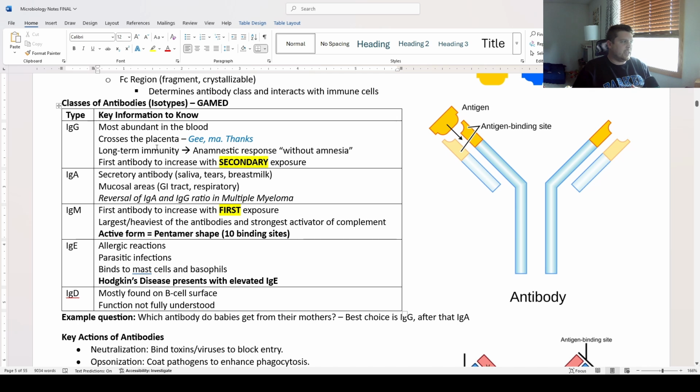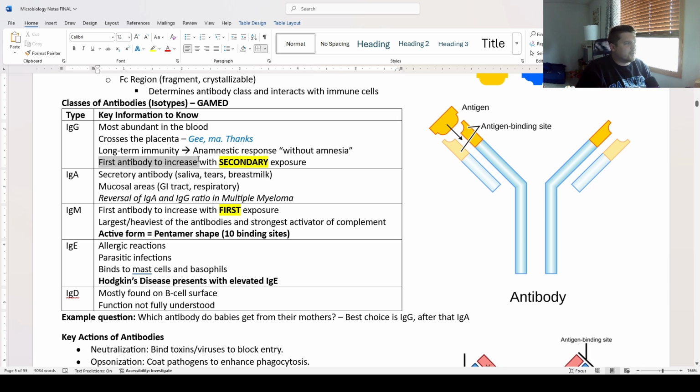So while still in utero, IgGs are the main antibodies that the mother is sharing with the baby, and this is important. Babies get their immunity from their mothers for the first about 6 months or so of their life. So in utero, IgG crosses the placenta, and this starts to produce our long-term immunity.